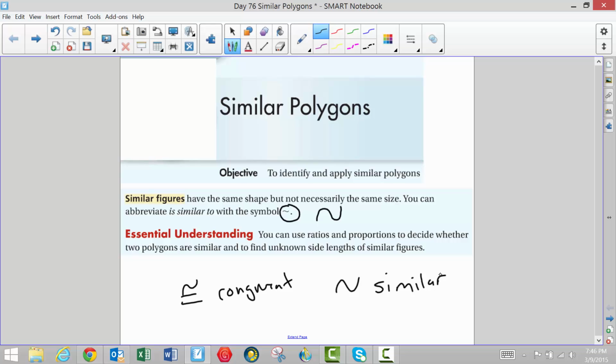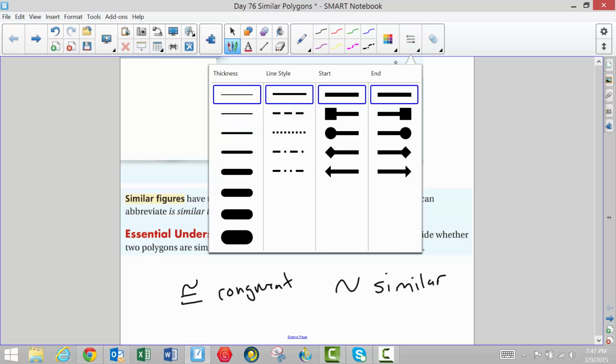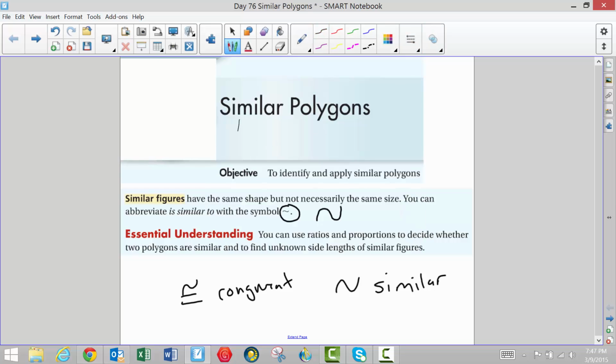You can use ratios and proportions to decide whether two polygons are similar and to find unknown side lengths of similar figures. So, similar polygons. They are same shape, different size. So we have same shape. It can be different size. And we have corresponding angles will be congruent.